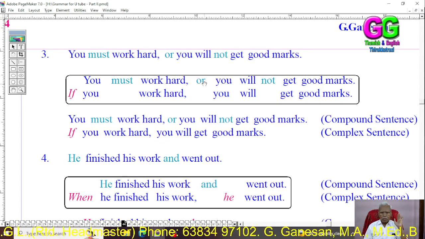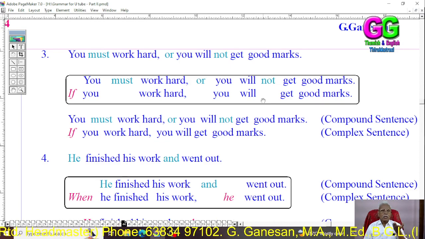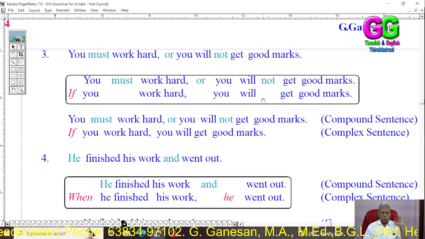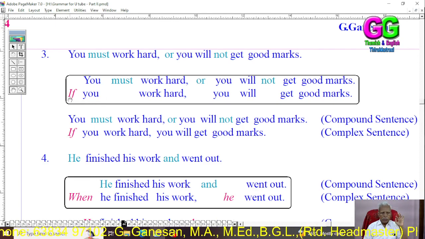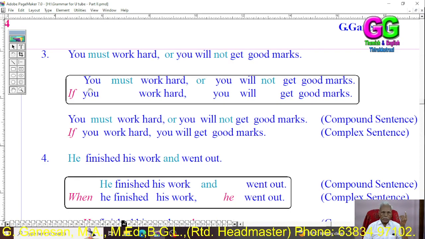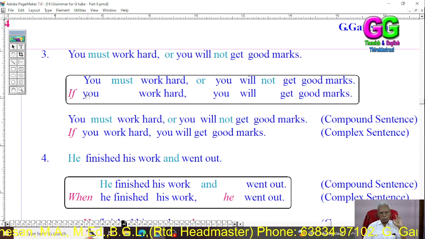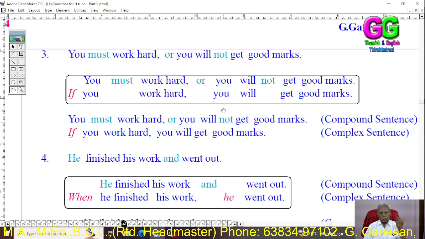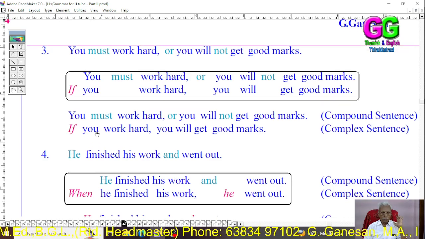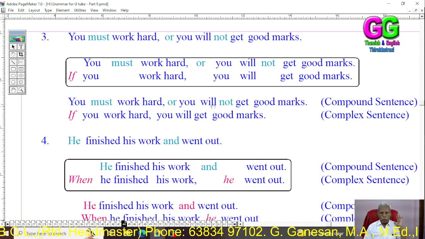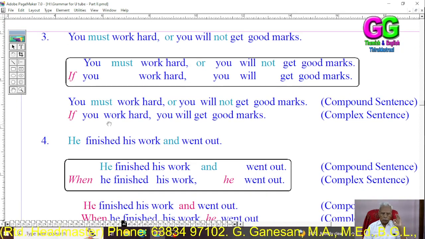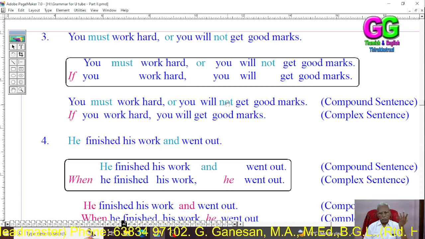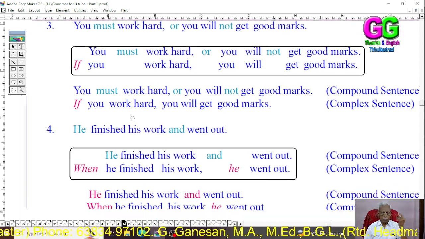Then 'or' and 'not' have been removed. For 'or' and 'not', we have placed the complex conjunction 'if'. 'Must' is removed. 'Must' should be removed. Capital Y has been changed into small y. Then 'or not' removed. That's all. You must work hard or you will not get good marks. If you work hard, you will get good marks. Compound to complex.